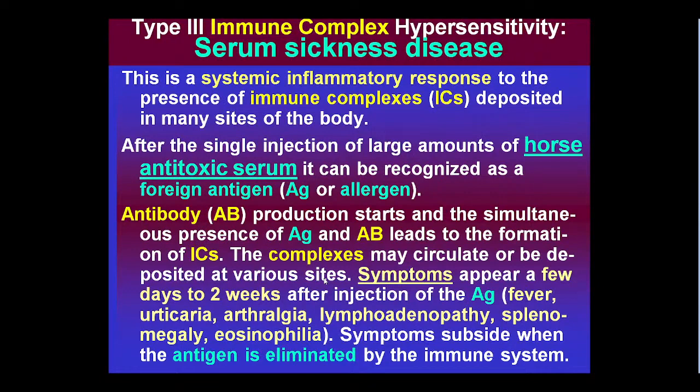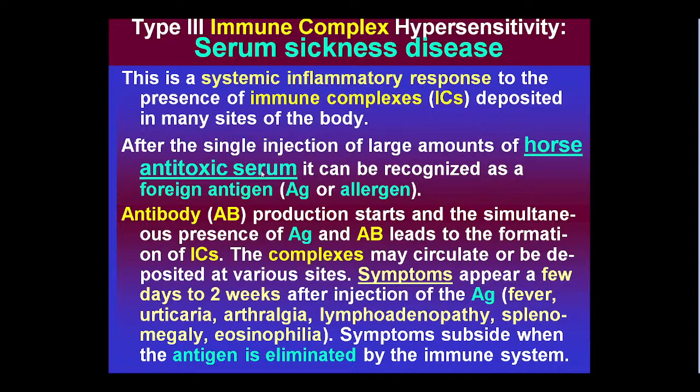Serum sickness disease. What is this? This is a classical disease based on hypersensitivity type 3. This is a systemic inflammatory response to the presence of immune complexes deposited in many sites of the body. After a single injection of a large amount of horse antitoxic serum, animal serum, it can be recognized as a foreign antigen.